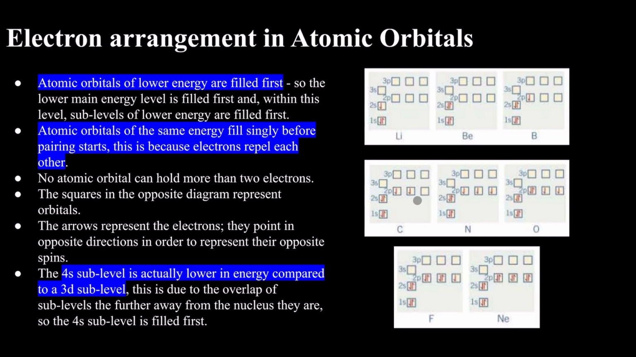You also notice that the arrows here, we have 2 different arrows. We have one pointing up and another pointing down, and they point in opposite directions in order to represent their opposite spins, and that's a property we discussed earlier.